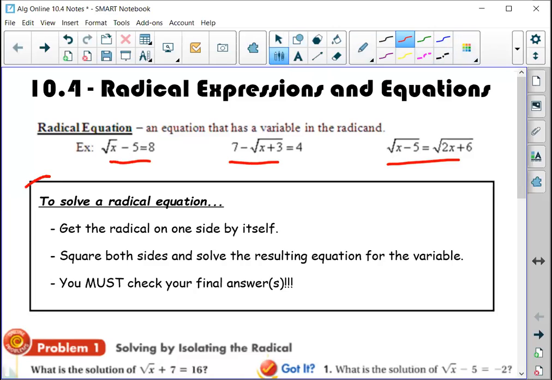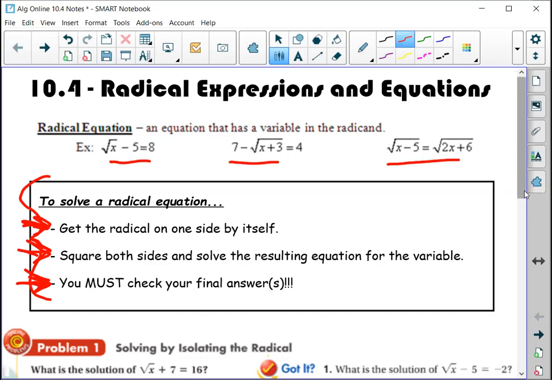We're going to follow this set of directions to make sure that we properly solve the radical equations. So first step, use our algebra skills to get the radical by itself. Then you're going to square both sides so that you get rid of that radical. And then you're just going to check your answers at the very, very end. There are certain situations where your answer might not work, and we'll talk about that about halfway through the lesson.